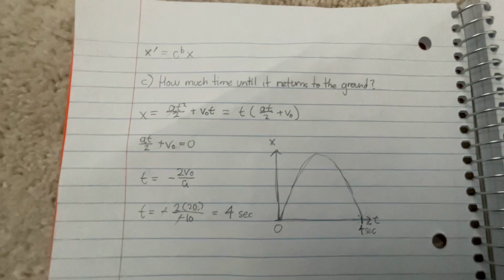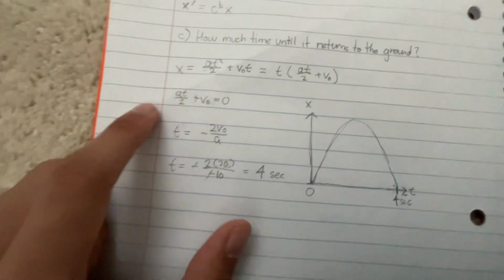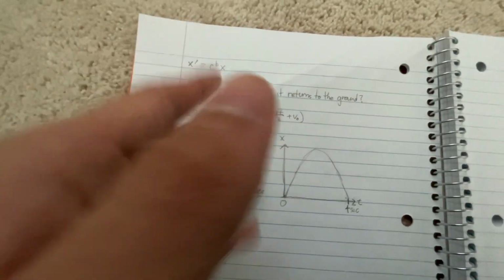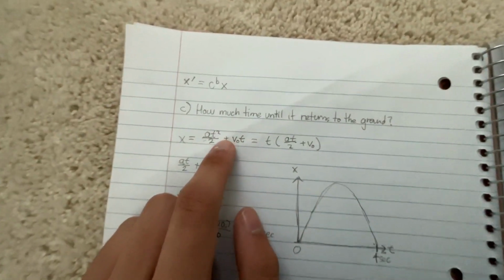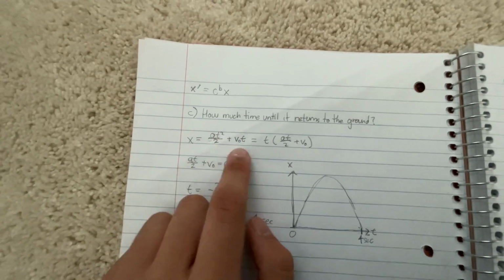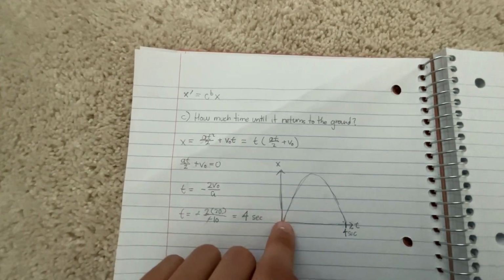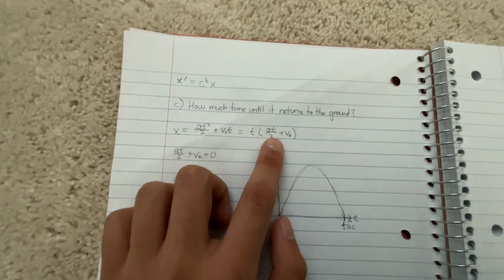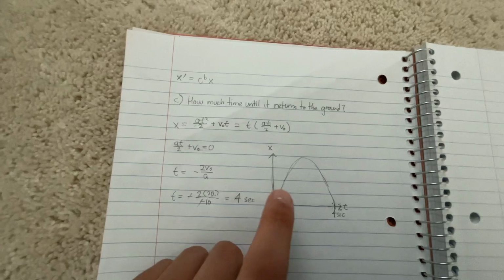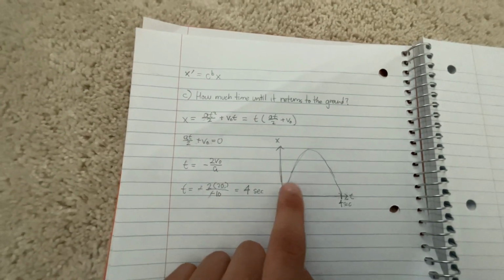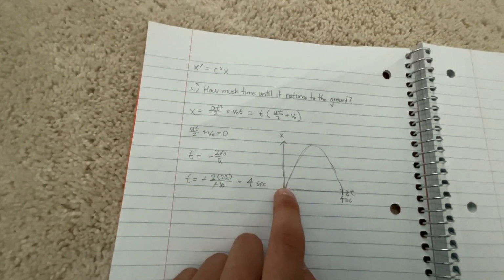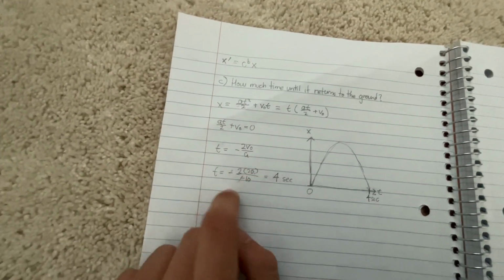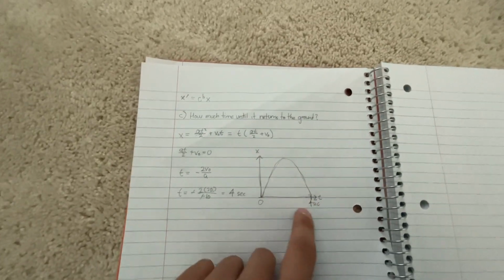And then finally, how much time until it returns to the ground? Well, we've got this formula for position, because our initial position is 0. So we factor out the t, and t could either be 0, which is the parabola, or if we solve it, then t could be this, which is 4. Here I just visually showed it.